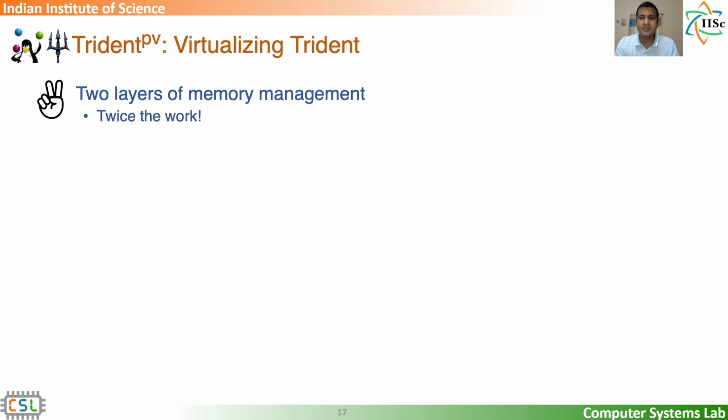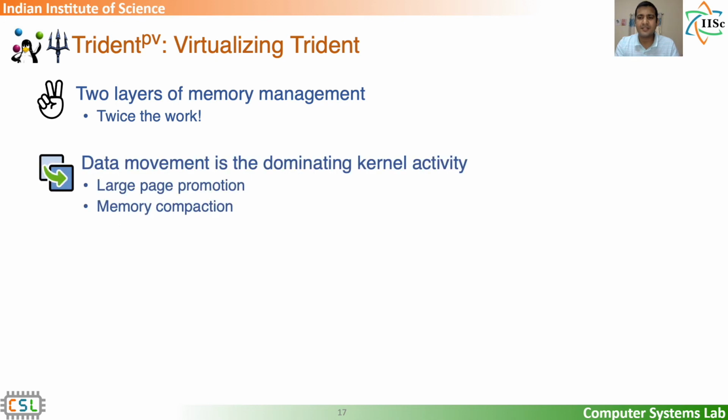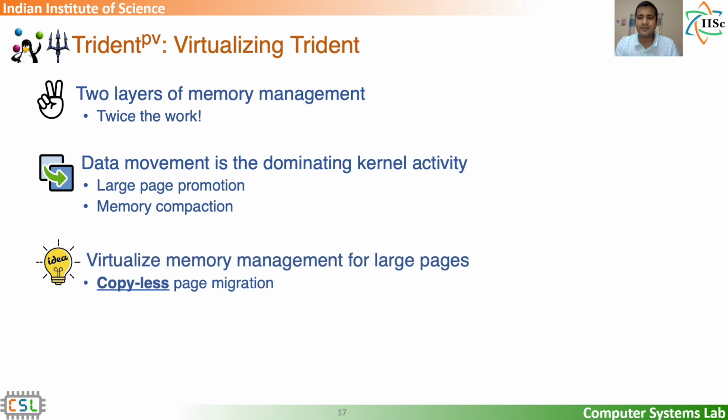Next, we discuss how we can optimize Trident further for virtualized systems that involve two layers of memory management. Based on the discussion so far, it is clear that data movement is the dominating kernel activity in the management of large pages, either during large page promotion or while compacting memory. For virtualized systems, we observe that we can mimic data movement with copyless page migration, which can ultimately be used to lower the cost of promotion and compaction.